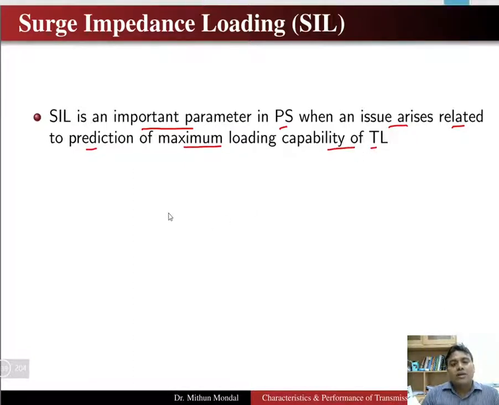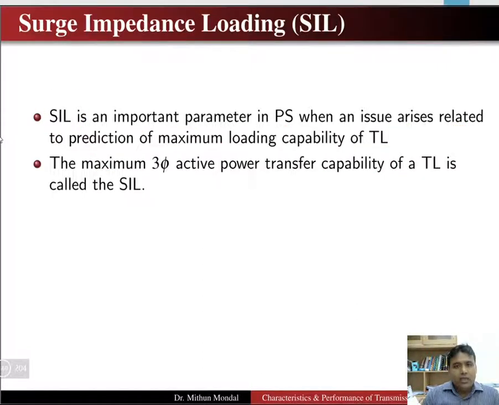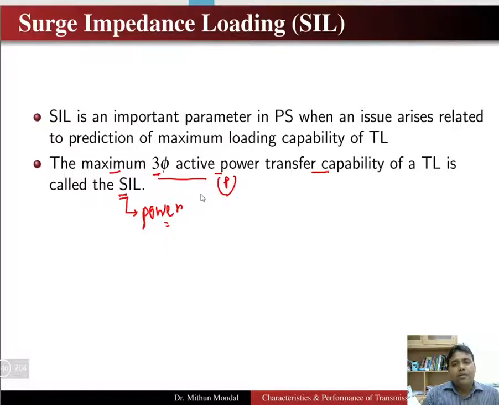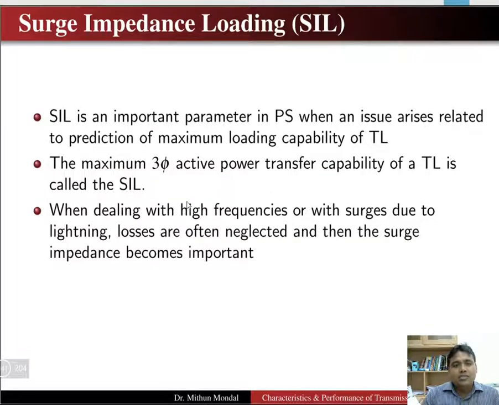So if you have an overhead transmission line and we want to understand how much maximum loading capability it can have, then the surge impedance loading will be an important aspect. The maximum three-phase active power transfer capability of a transmission line is called the surge impedance loading. That is the meaning. Surge impedance loading is basically the power. How much maximum three-phase active power a line can transfer is known as the surge impedance loading.